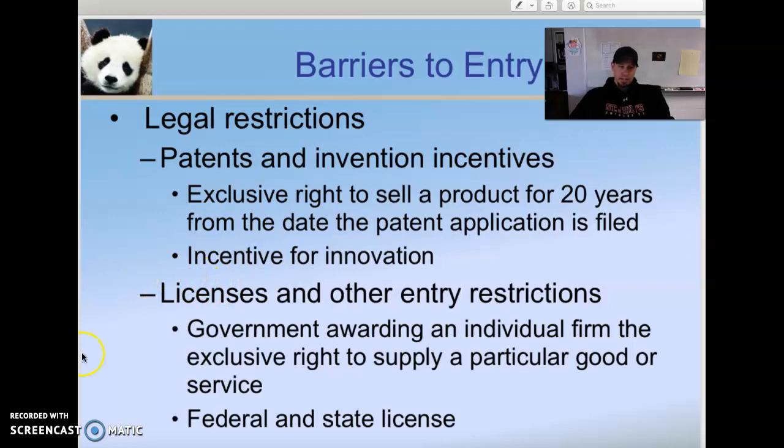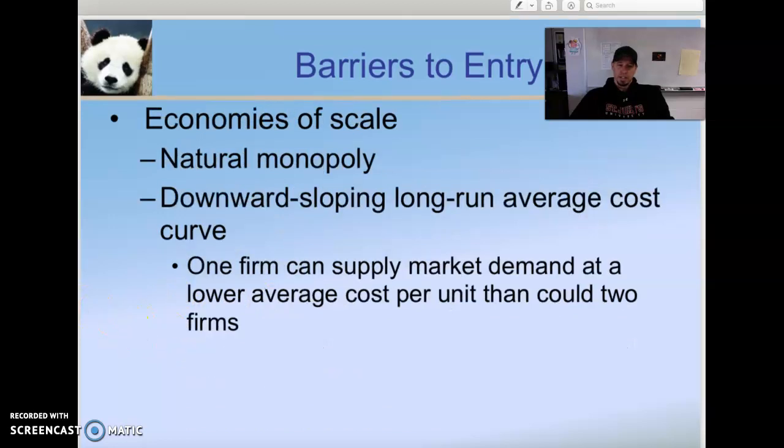So let's look at the next one, which we call economies of scale. This answers why governments allow certain firms to have the exclusive right to supply a particular good, and that's because of this concept of economies of scale. When economies of scale take place, and I'll explain what this is, we see natural monopolies occur. On some of your assessments, this will be an important piece to remember. What causes natural monopolies to occur? It's this idea of economies of scale.